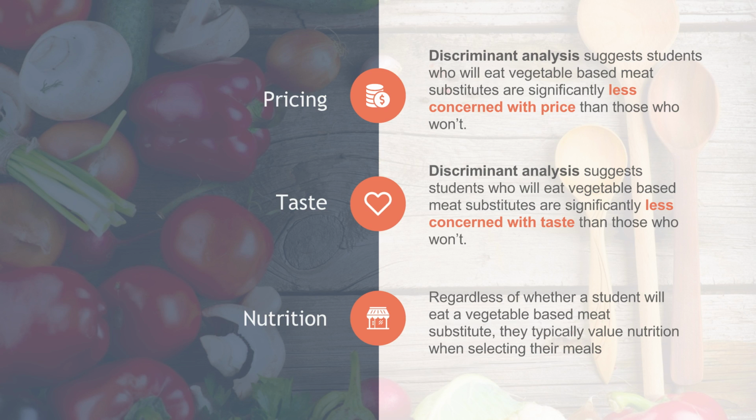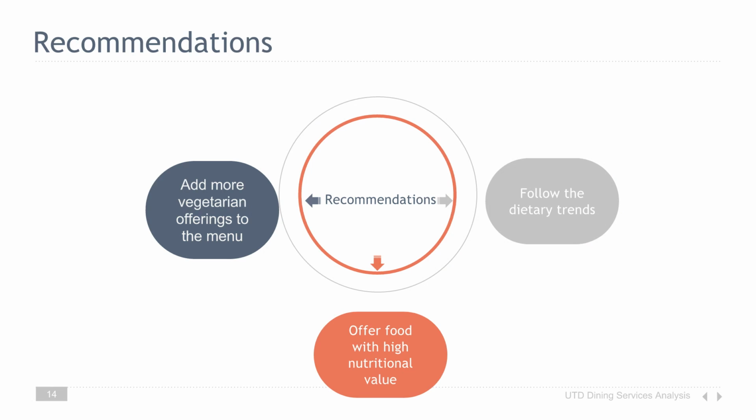So since we've concluded that dietary needs are not being met, and that there's a demand for vegetarian meals, we want to be able to advise the dining services to come up with a satisfactory meal offering. We use discriminant analysis to find out what factors are more or less important for those who are representing the demand. We figured out that the people who are in demand for vegetarian meals are less concerned with price and taste than your average UTD student. But like most UTD students, they are concerned with the nutritional value in their meals.